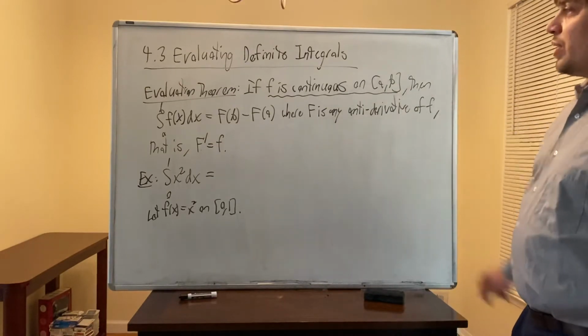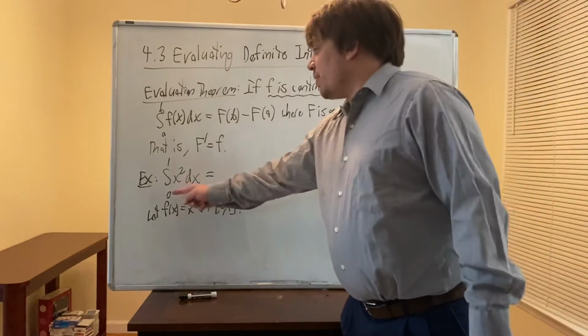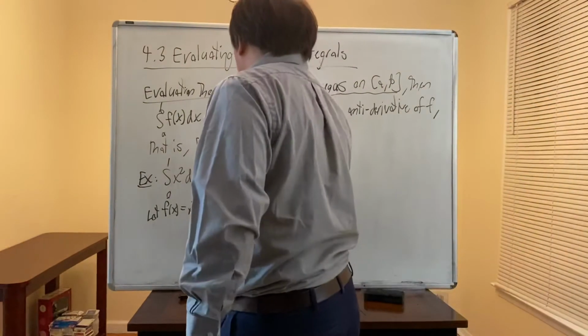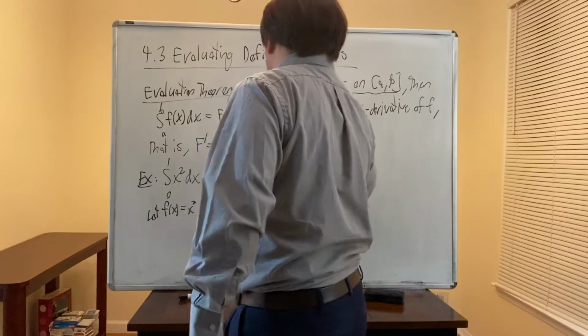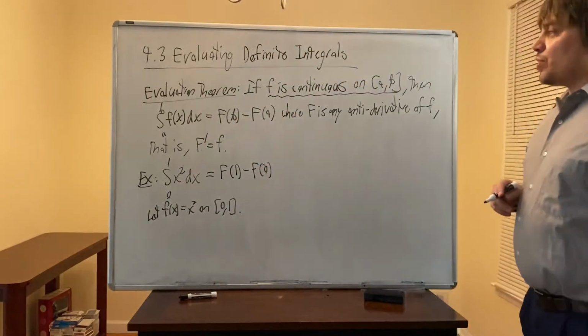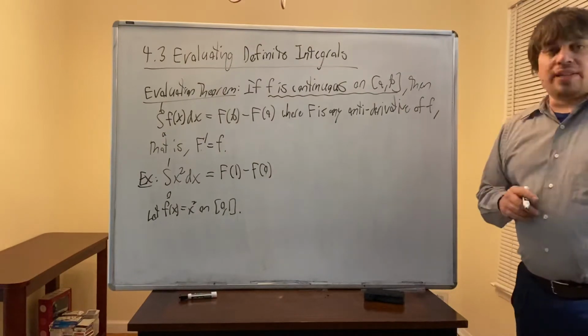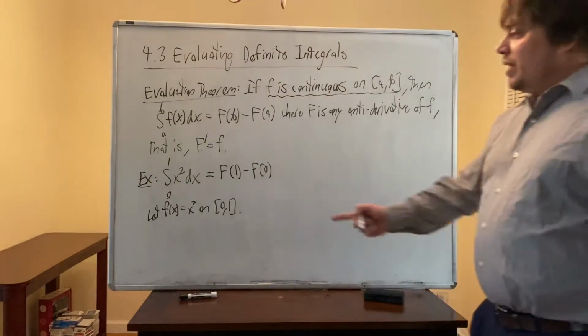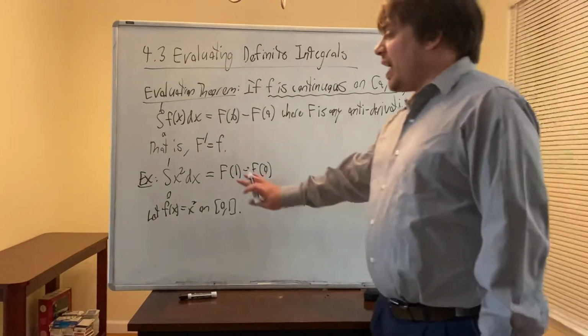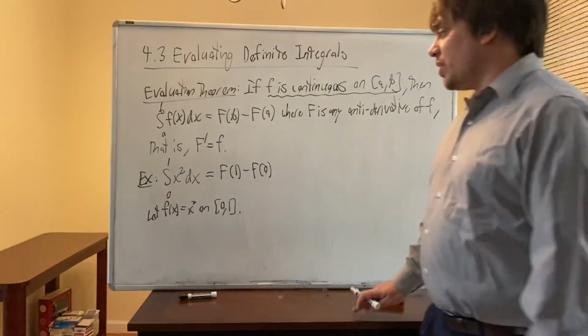And so the conclusion then is that the definite integral from 0 to 1 is equal to capital F of 1 minus capital F of 0, because 1 is the upper limit, b, and 0 is the lower limit of that definite integral. And here capital F is any antiderivative of that little f. So we need an antiderivative of this function little f.